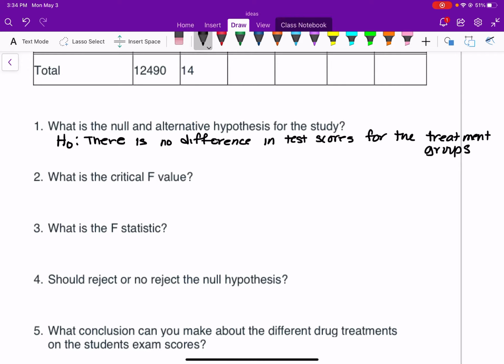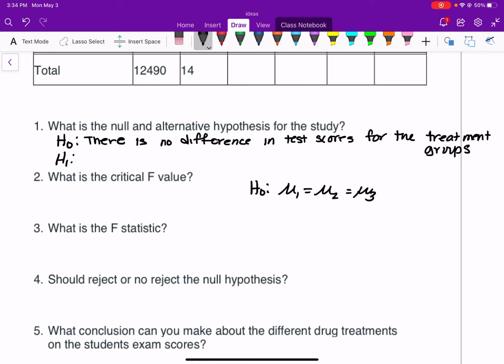If you don't like writing it in words, we can also write the null hypothesis as mu1 is equal to mu2, which is equal to mu3. So basically the means of all 3 are equal to each other. So that's another option there.